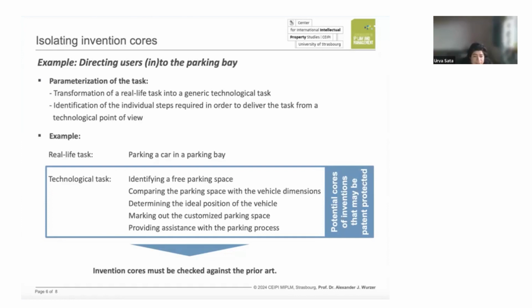Then marking the customized parking space, and then providing assistance with the parking process. Again, this could be achieved by vehicle to infrastructure technological patents. So the key point to consider here is that FTO is also a point to consider, but before applying, of course, one has to check if there's a prior art or not. So invention cores must be checked against prior art. So that is basically the process of isolating invention cores.